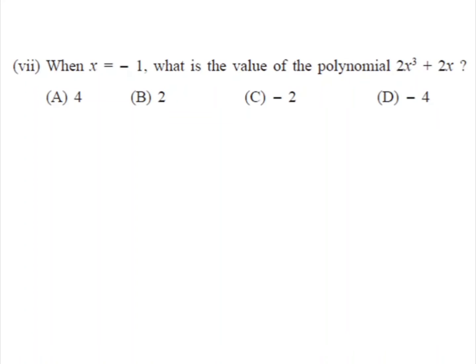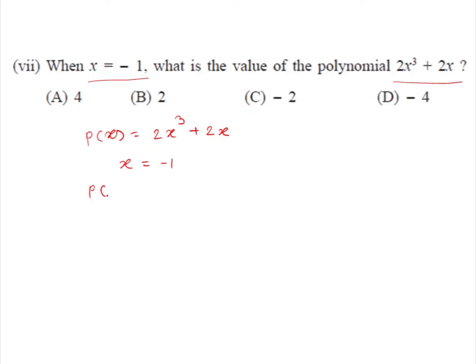Next question is, when x is equal to minus 1, what is the value of the polynomial 2x cube plus 2x? The options are 4, 2, minus 2 or minus 4. So here also we have to find the value of the given polynomial for x is equal to minus 1. So let us name this polynomial as p of x, and that is equal to 2 into x cube plus 2x. Now here we have to find value of this polynomial for x is equal to minus 1.